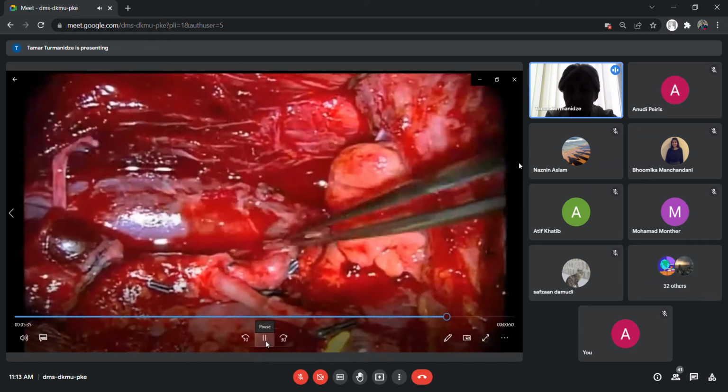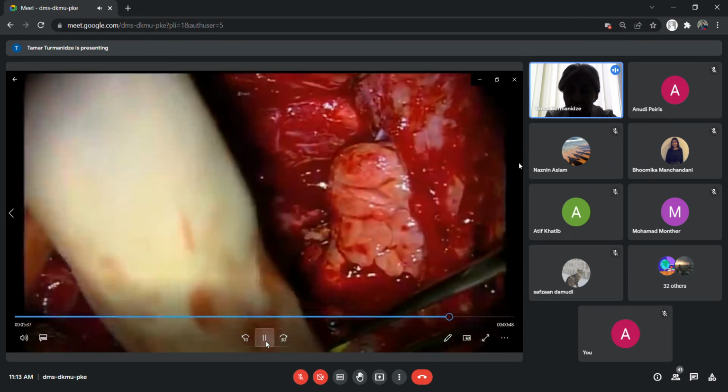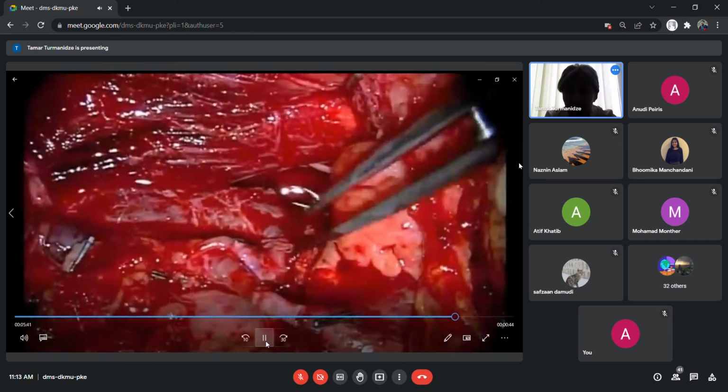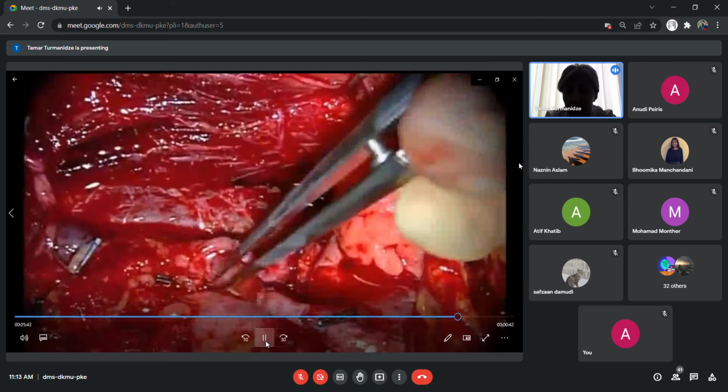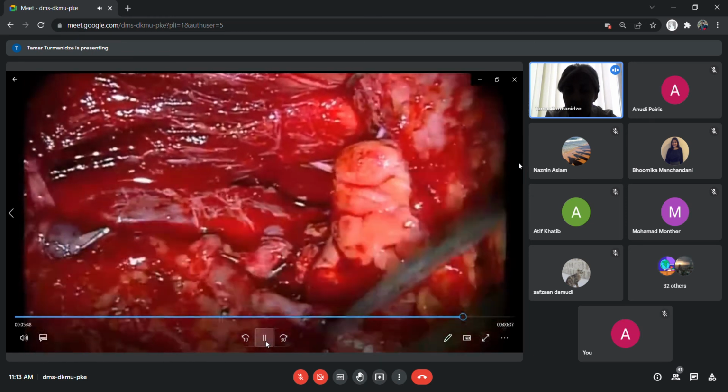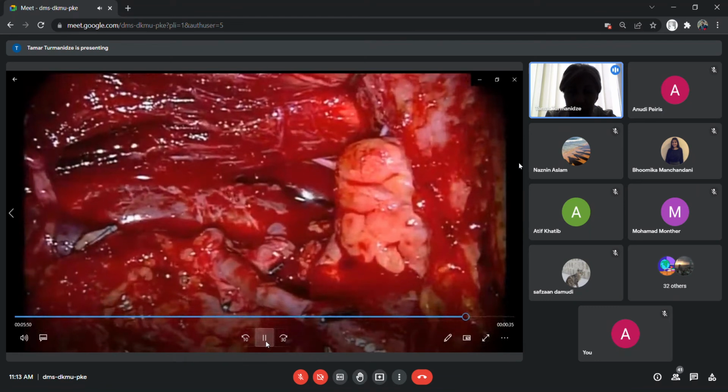Let's check now. What does the doctor remove? The vascular clamps. Yes, look, it is hermetic. There is no bleeding from the lumen of the vessel. Do we understand?